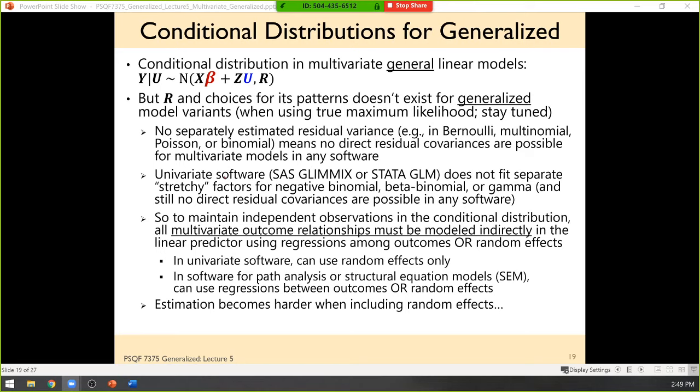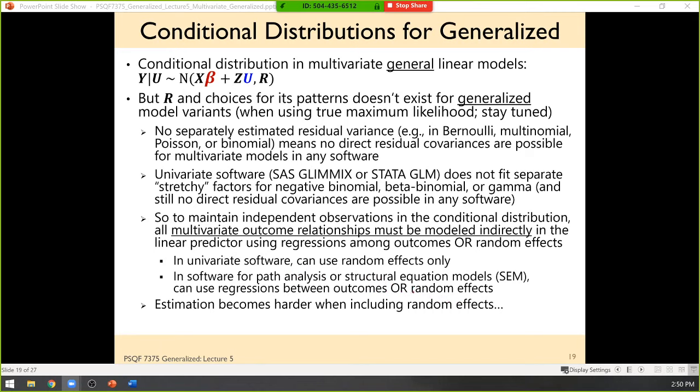The other downside to trying to fit these multivariate generalized models in univariate software is that it doesn't fit separate stretchy factors for each outcome. It doesn't fit separate thresholds for each outcome either. So the end result is that we have to use random intercepts to predict a correlation between outcomes from the same person, but what the conditional distributions can look like are heavily constrained in univariate software. It's very tricky to get it to tell, for this outcome I want it to be Bernoulli, and for this outcome I want it to be count, but I want to have a different stretchy factor. The limitation isn't in the modeling, it's in the software.